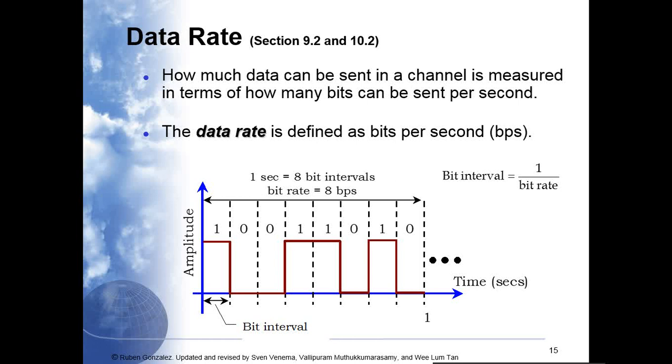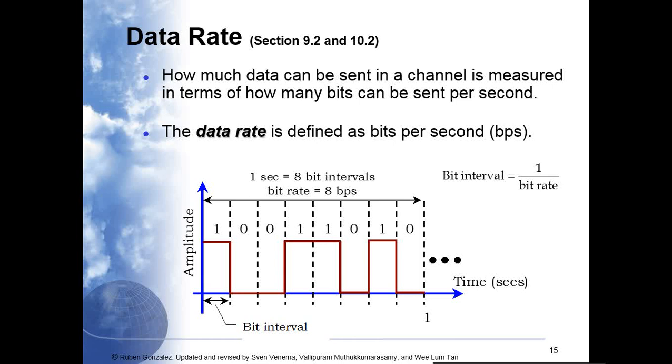The data rate, so how much data can be sent in a channel, is measured in terms of how many bits can be sent per second. This is the speed that you transmit at. So the data rate is defined as bits per second, or BPS. There are variations on this, but for us it's BPS. If you look at this diagram, in 1 second I can send 8 bits. I have an 8-bit per second network connection. Would you be happy with that network connection? 8 bits per second. No, very, very unhappy, right?